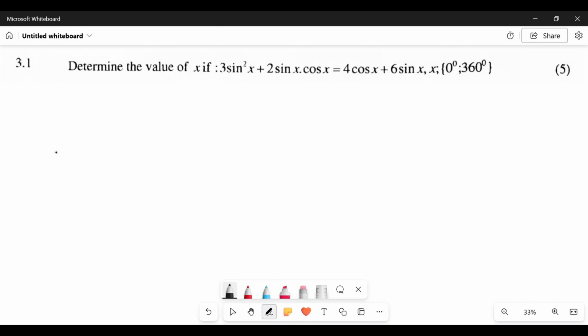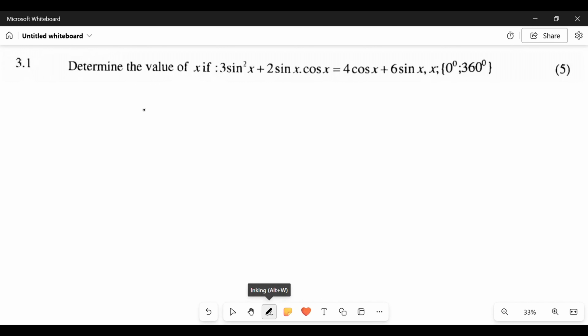All right, guys, let's look at 3.1 and let's read the question in order for us to solve this. The question goes like this: determine the value of x if 3 sine squared x plus 2 sine x multiplied by cos x is equal to 4 cos x plus 6 sine x. You're also given the domain here, where x must be between 0 and 360 degrees.